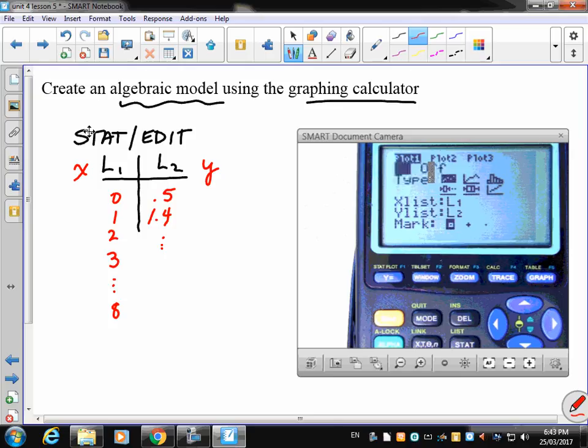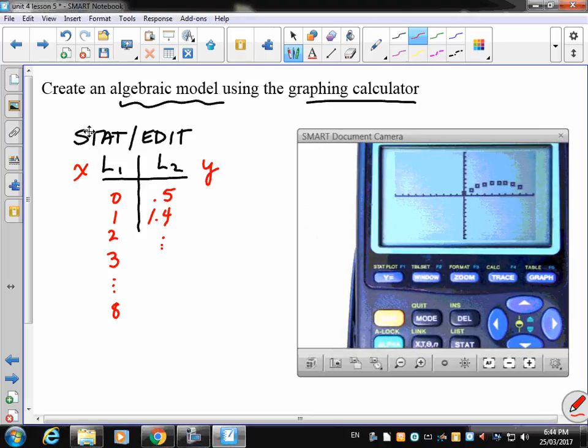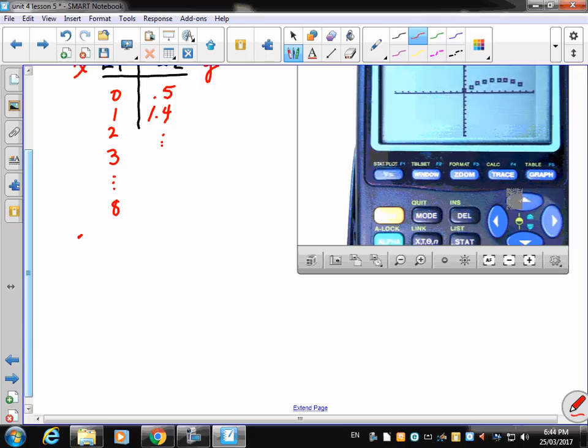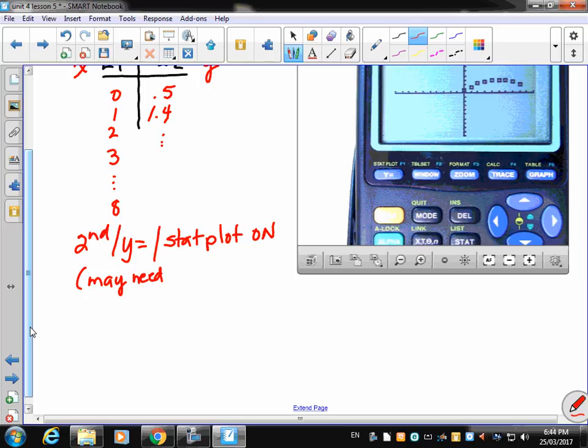If you hit graph right now, you might see it. You might have to fix your windows. So let's hit graph and mean it. There we go. We can see most of our data. So we can get this graphing calculator now to figure out the equation for us. Let's just make a little note here on your sheet that we need to do second function y equals stat plot on. And you may need to adjust your windows. We did not have to.